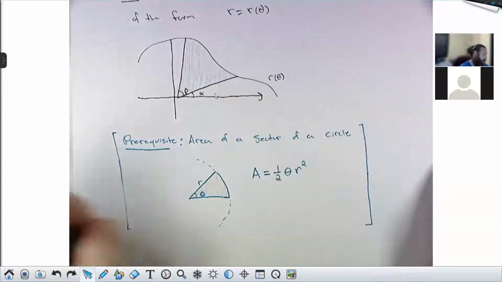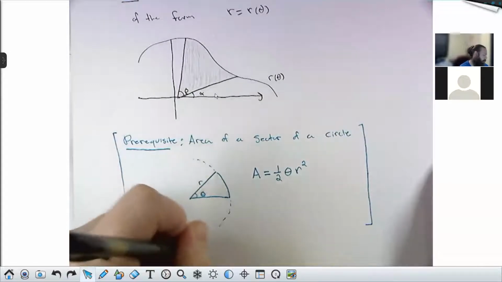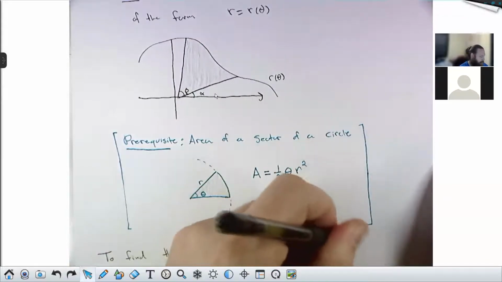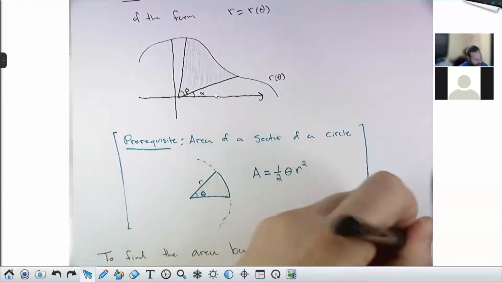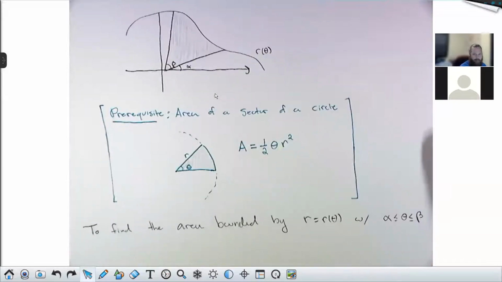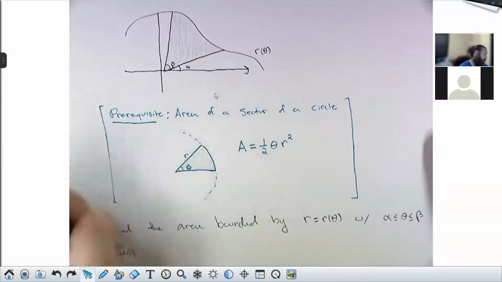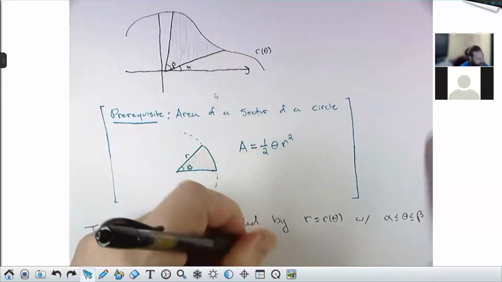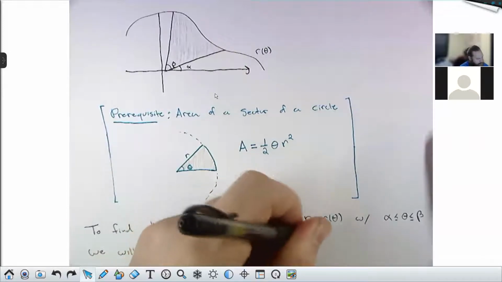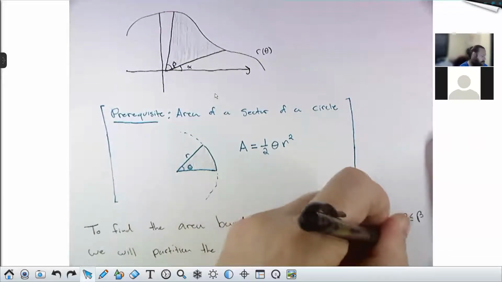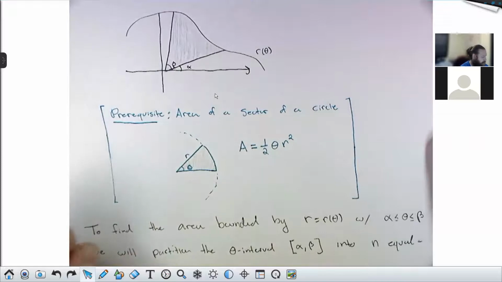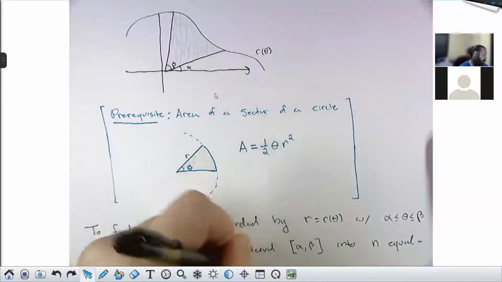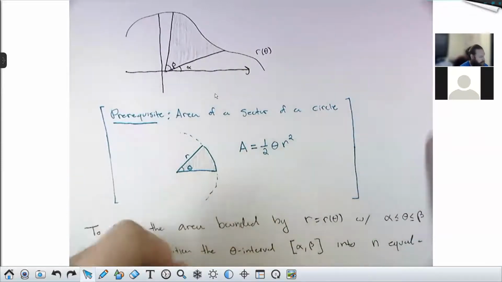So to find the area bounded by the curve r equals r of theta, where alpha is less than or equal to theta is less than or equal to beta, we will partition the theta interval alpha to beta into n equal length subintervals, each with length, we'll call it delta theta.